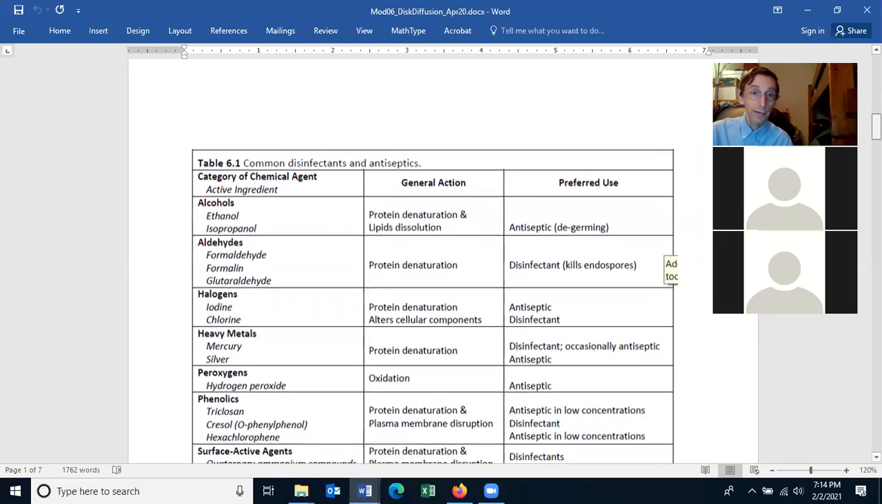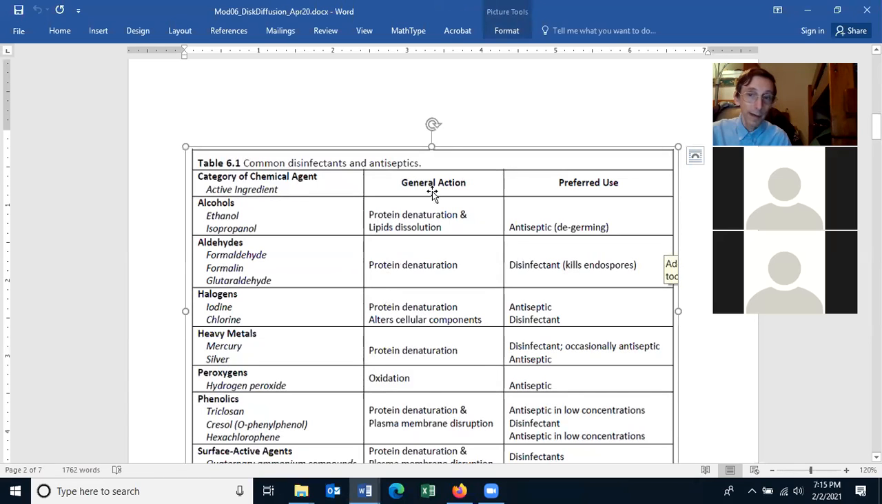And this is showing you a table of the different chemical agents and their general action. I'm not likely to ask you about that, except maybe near the end of the term where we'll talk a little bit more about this, meaning I'm not going to quiz you on this table, at least this part, the general action in the lab.